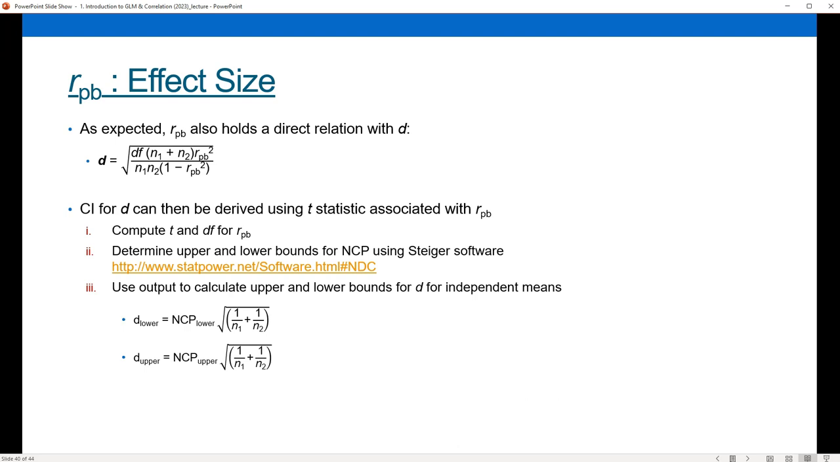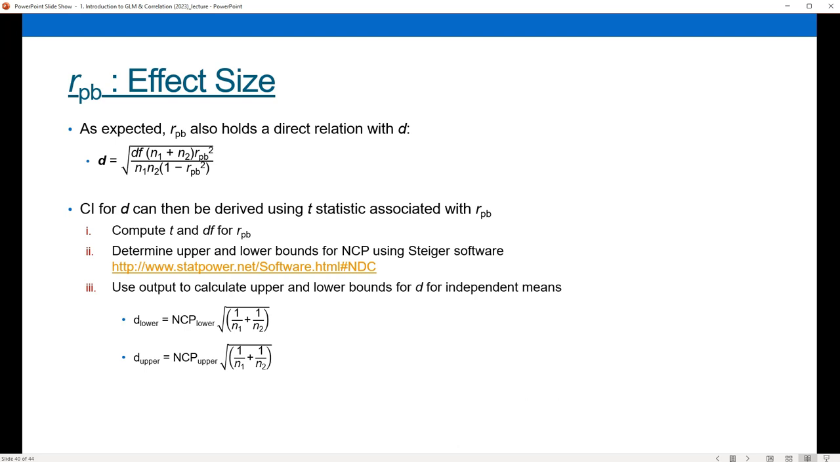Okay. And then we can use our t-statistic from our point-biserial correlation to go through and back-calculate confidence bounds around d using those procedures that we used last time, right? So conceivably, what I could do is calculate a point-biserial correlation, right? And calculate a test statistic, a t-value, for that point-biserial.